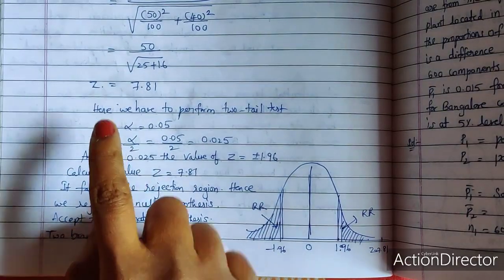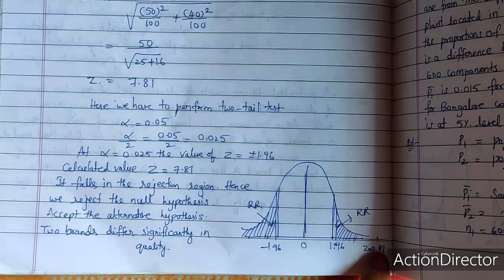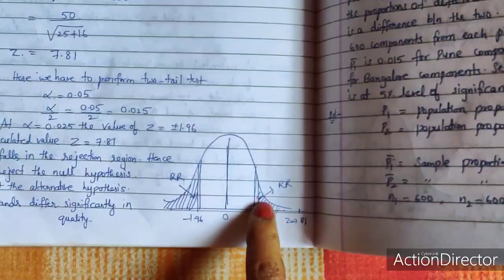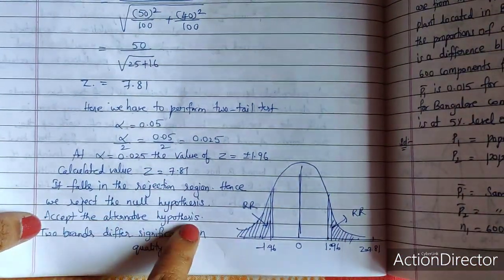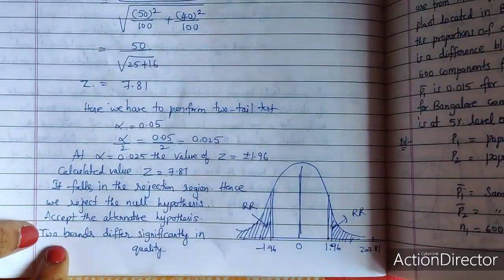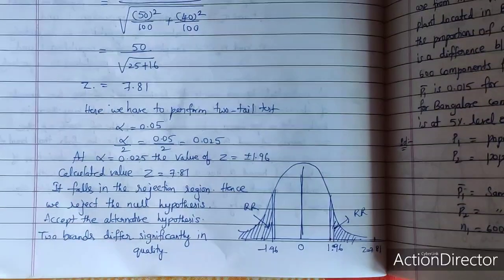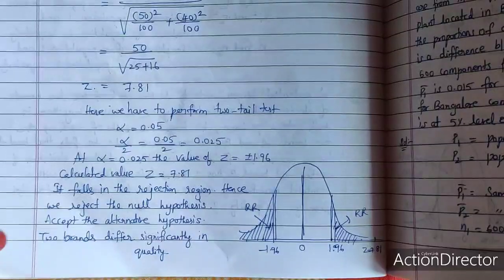But our calculated value z equal to plus 7.81 lies here, which falls under the rejection region. So we reject the null hypothesis and accept the alternative hypothesis. So here we can conclude that the two brands differ significantly in quality. In this way we can test with two population means.